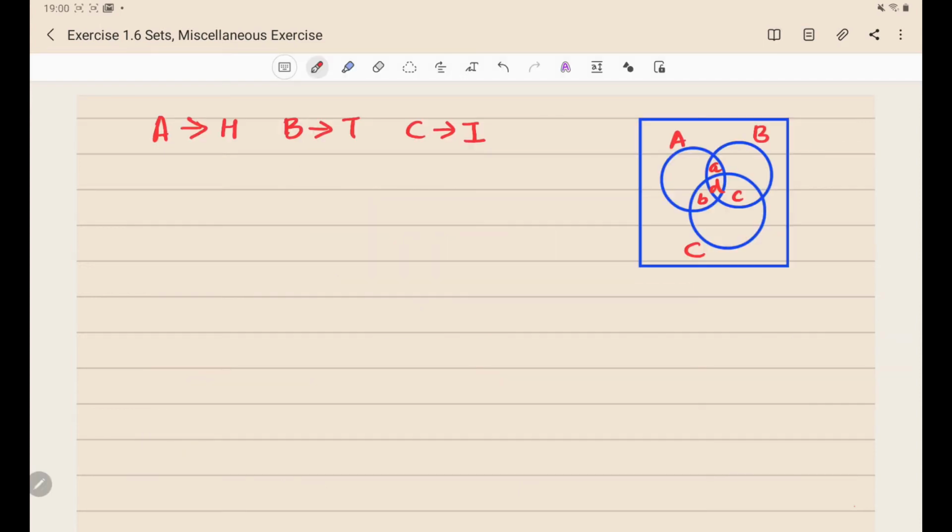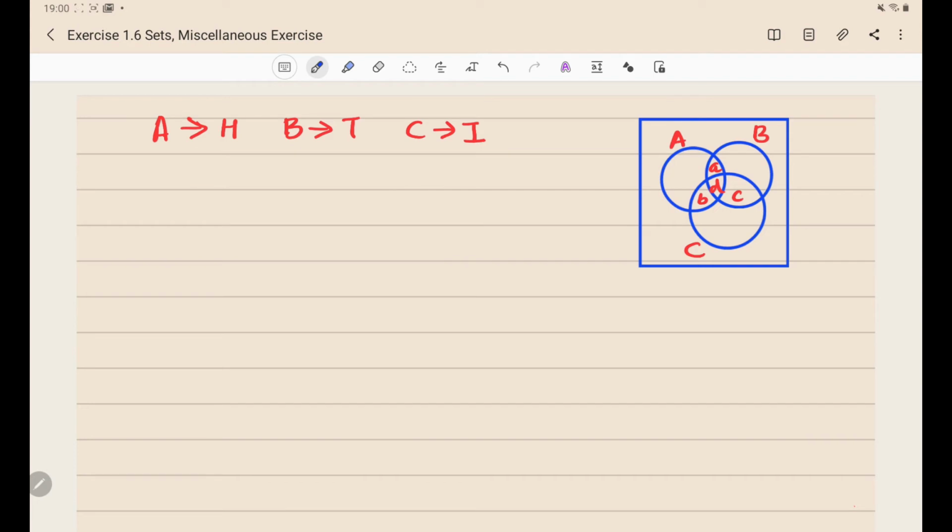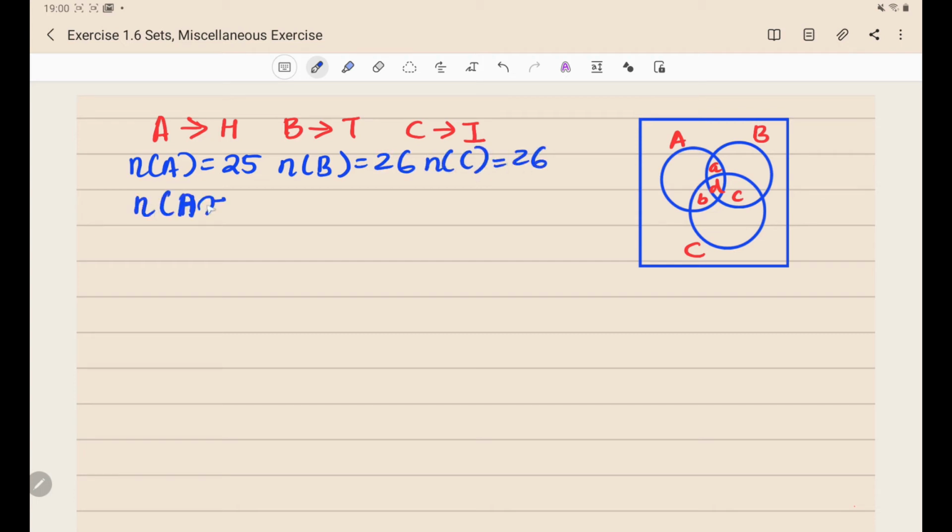So we have transformed our problem into 3 sets A, B and C. Let A be the set of all people who read newspaper H. Let B be the set of all people who read newspaper T. Let C be the set of people who read newspaper I. From the problem, the number of people who read newspaper H, that is n of A, is 25. The number of people who read paper T, n of B, is 26. N of C is again 26. And A intersection C is given as 9.